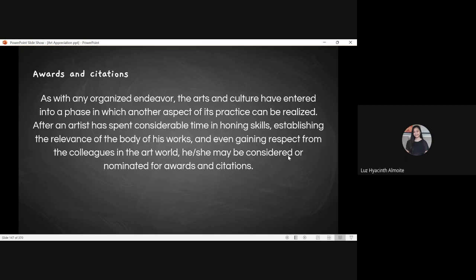Okay, the last one we have the awards and citations. As with any organized endeavor, the arts and culture have entered into a phase in which another aspect of its practice can be realized. After an artist has spent considerable time in honing his skills, establishing the relevance of the body of his works, and even gaining respect from his colleagues in the art world, he may be considered or nominated for awards and citations.